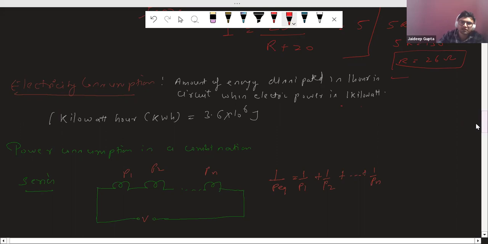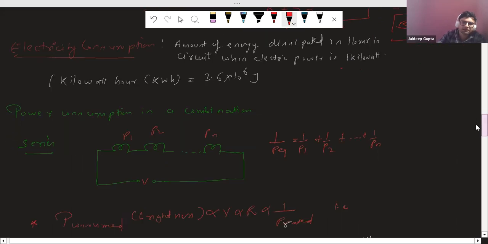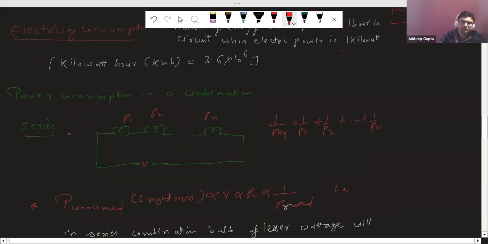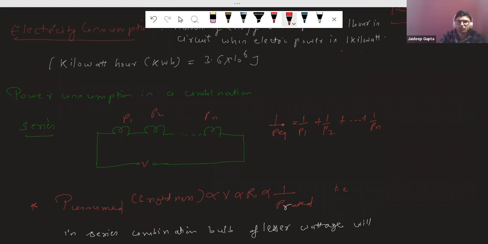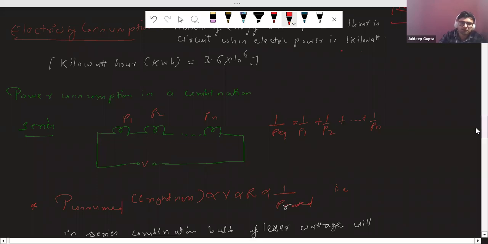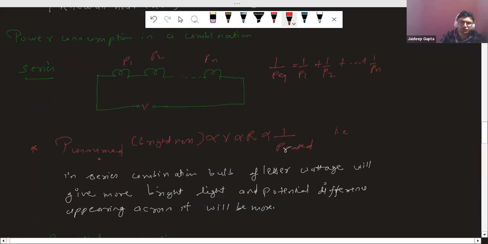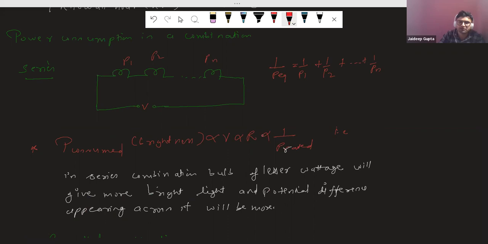Now power consumption in combination in series. Let there be n number of bulbs connected in series having power P1, P2 and PN. So the formula is P equivalent equals P1 plus P2 and so on up to PN. Remember this: in series, the power consumed, that is the brightness of the bulb, is directly proportional to the potential difference, directly proportional to the resistance, and inversely proportional to the rated power.